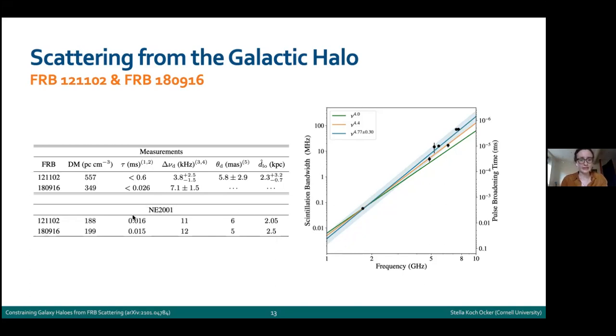So I'm also showing down here the scattering predictions from NE2001. And for both of these FRBs, you can see that the predicted scattering is slightly smaller than the scattering that's actually observed. And so our approach is to basically assume that that amount of excess scattering is the maximum amount of scattering that could come from the galactic disk.